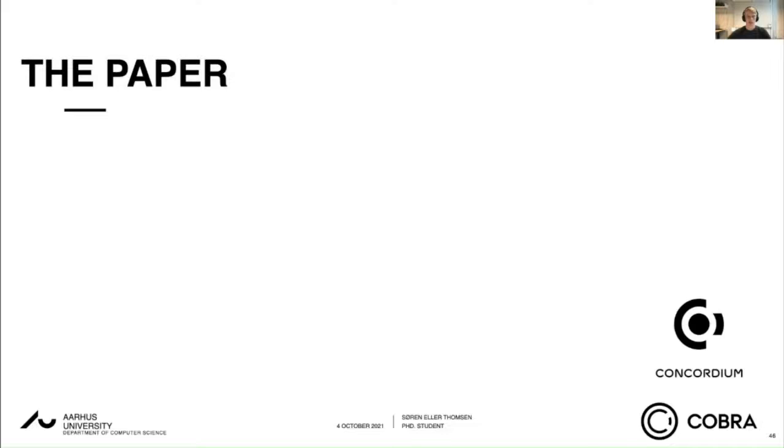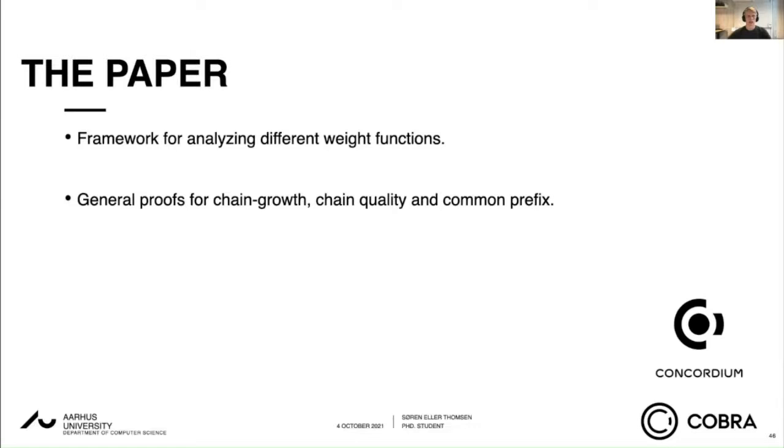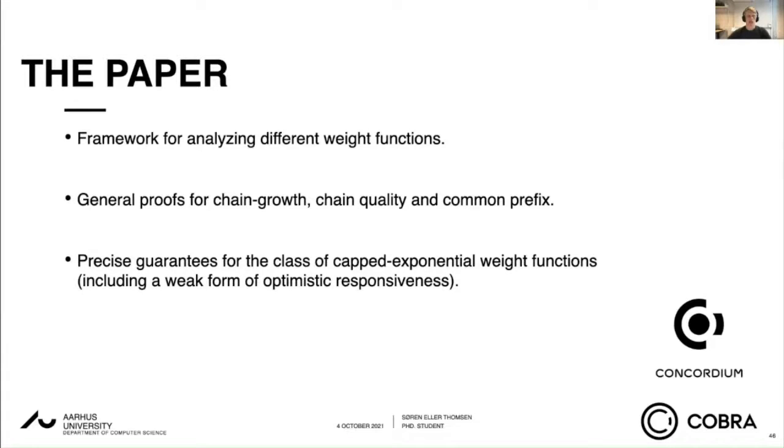In the paper, you can find a framework for analyzing all kinds of different weight functions. This includes general proofs for chain growth, chain quality, and common prefix. And it includes precise guarantees for the class of capped exponential weight functions, which gives a weak form of optimistic responsiveness in the sense that it speeds up in the actual network delay if there is no adversarial behavior at the time.